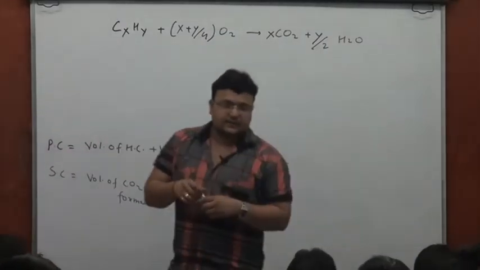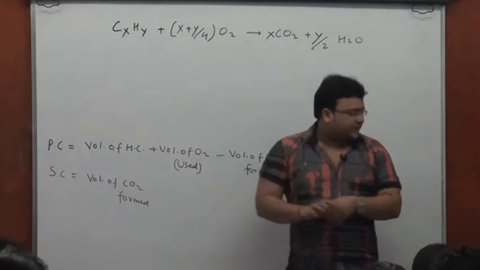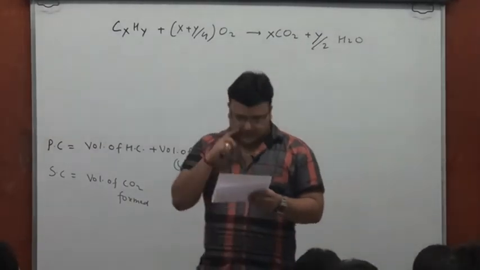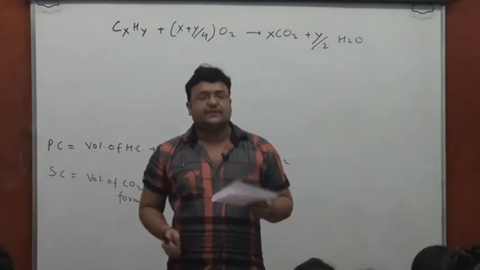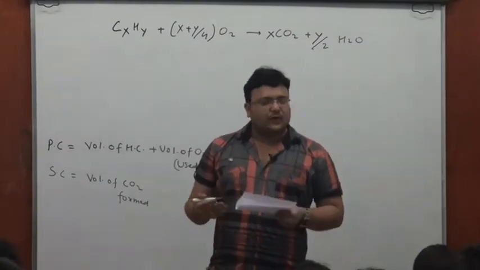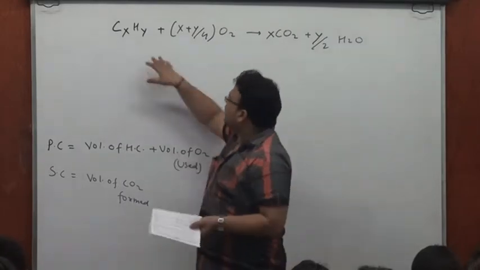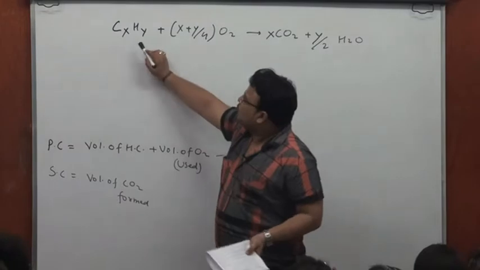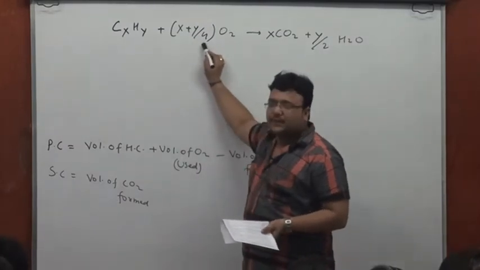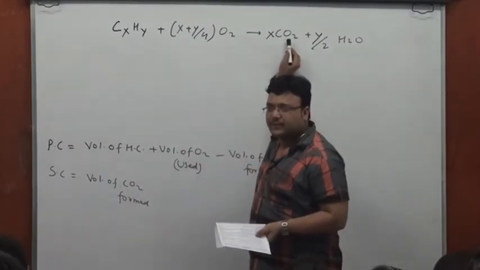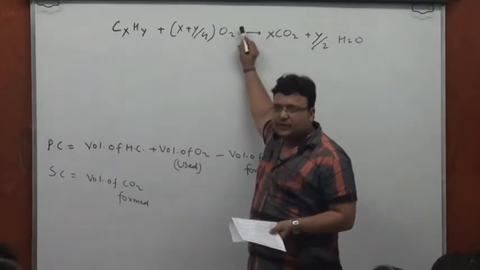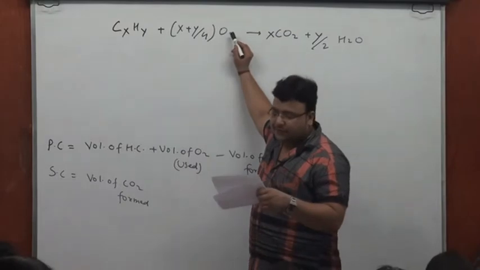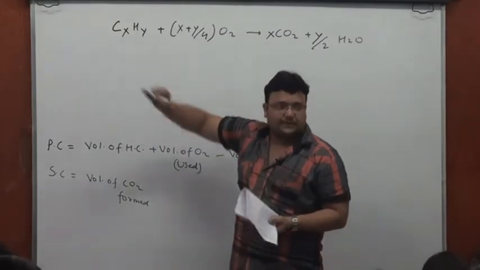Fair enough? Now the first problem is as simple as it reads. A gaseous hydrocarbon requires 6 times its volume of oxygen and liberates 4 times its volume of carbon dioxide. I told you the mole ratio is equal to the volume ratio. So by the stoichiometric coefficients, 1 ml will need (x plus y/4) ml of oxygen and will produce x ml of carbon dioxide. Now the question reads, the volume of oxygen required is 6 times the volume of the hydrocarbon.